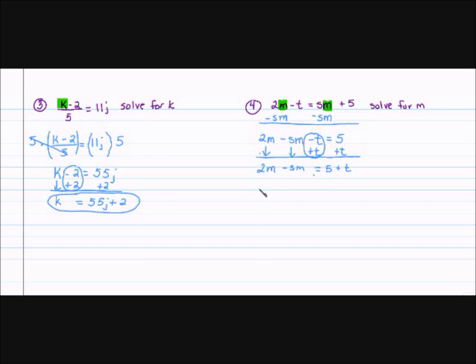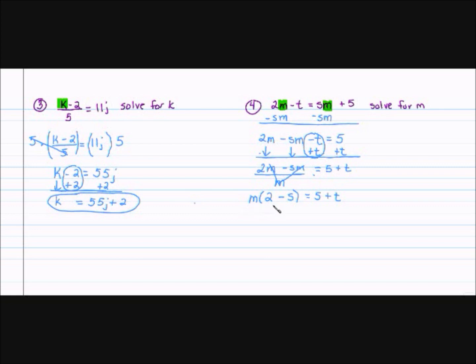What I can do is the distributive property backwards, meaning I can take an m out of both of them. So I can divide this by m. And when I divide this by m, my m is on the outside. That cancels out. I'm left with 2. That cancels out. I'm left with a negative s equals 5 plus t. Notice, if I said m times 2, I get 2m, and m times negative s, I get negative sm. What I did was the distributive property backwards. Oh yeah, I already said that.